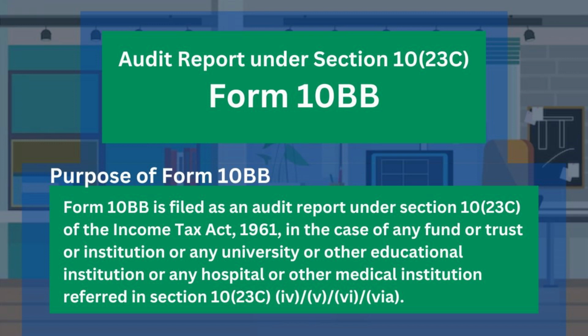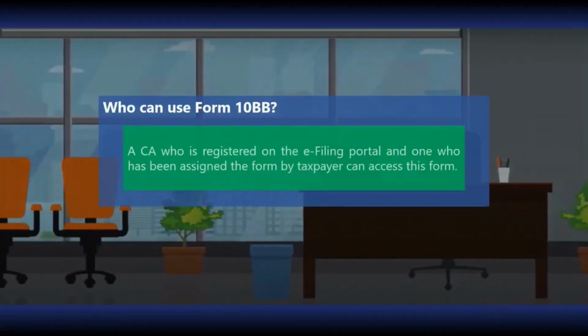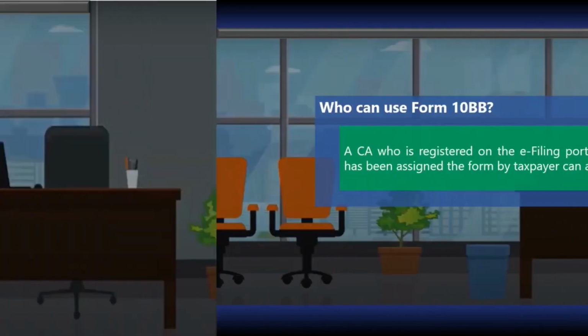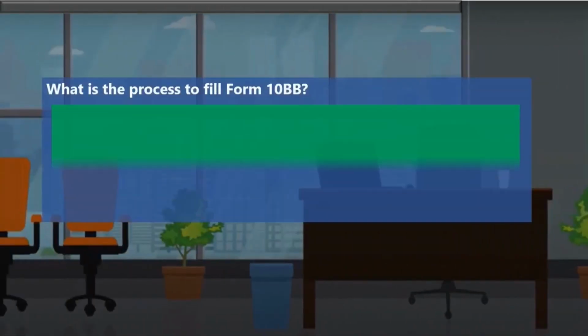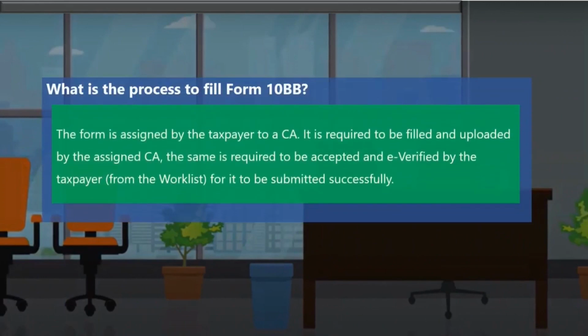The form is required to be filed 1 month before the due date of filing income tax return under Section 139, subsection 1. The form can be used by a chartered accountant who is registered on the e-filing portal and one who has been assigned the form by the taxpayer. The process to fill Form 10BB is that the form is required to be assigned by the taxpayer to a chartered accountant. The chartered accountant is required to fill and upload the form, and the same is required to be accepted and e-verified by the taxpayer for it to be submitted successfully.